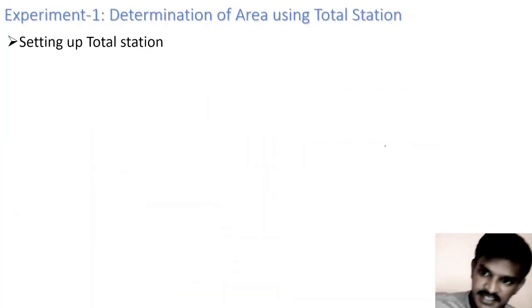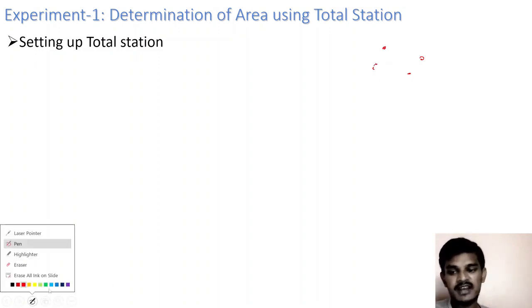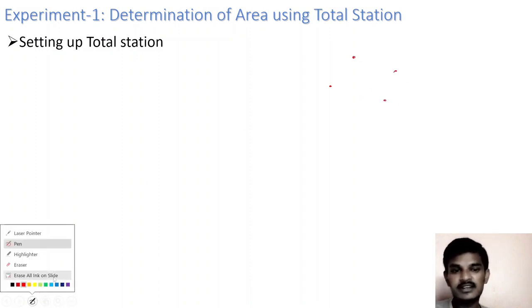If you see the first experiment, in this experiment we are going to determine the area between four points using total station. Previously we calculated the area using chain surveying. We went through these four points, took the distances between all of them, and used the method of triangulation to calculate the area. So we need not go for triangulation using total station.